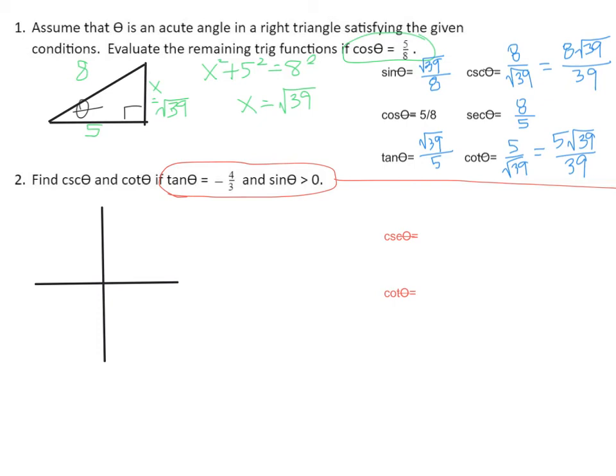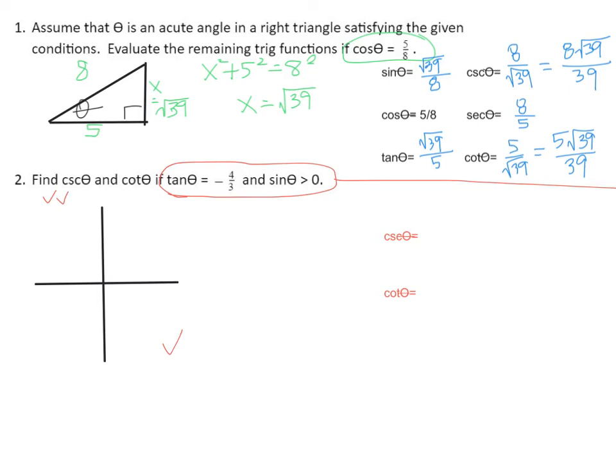So I've drawn some axes here. I know that tangent is negative in the second and fourth quadrants, and I know that sine is positive only in the first and second. Between those two, the second quadrant is the overlap. So that's where I'm going to need to draw my triangle.